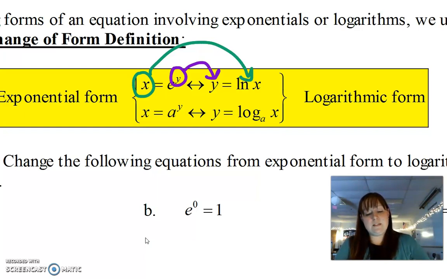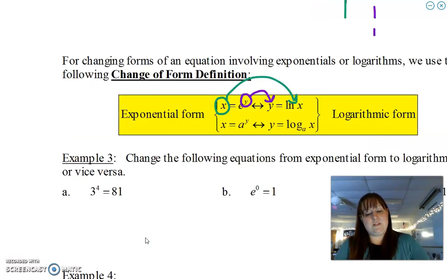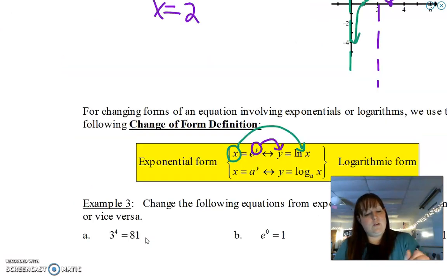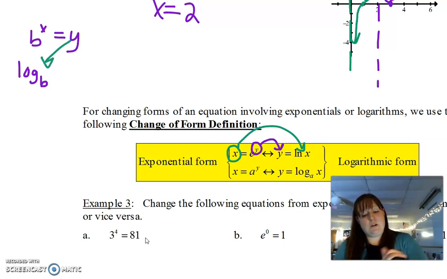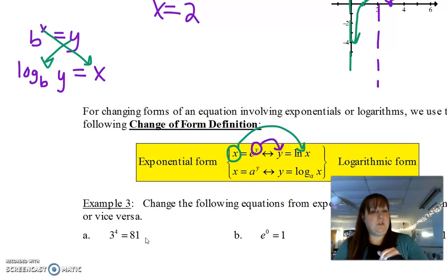So basically, I like to write it this way. If I have some base to the x equals y, then remember our base stays the same. So this is log base b, and then our output becomes our input. So our y goes here, and our input becomes our output. Okay? So our output becomes our input, input becomes our output.